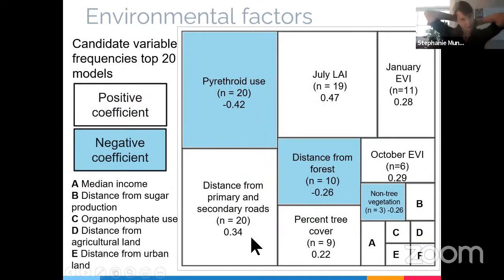And then looking at the environmental factors, to walk through this diagram, the box is sized according to the number of times that variable came up in the best fitting model set. For example, pyrethroid use was always important. And then much to my surprise, pyrethroid use was also negatively associated with the development of KDR in these populations.